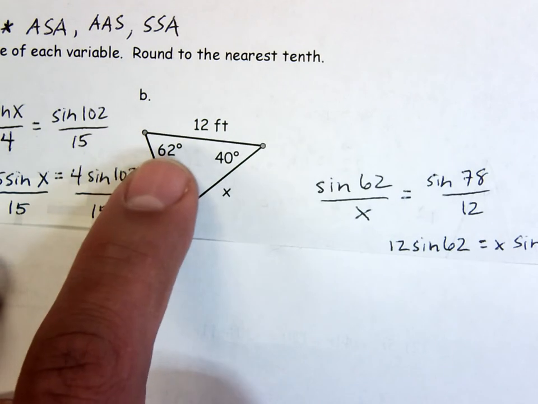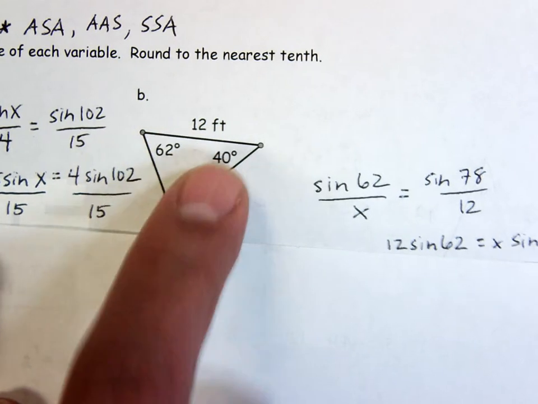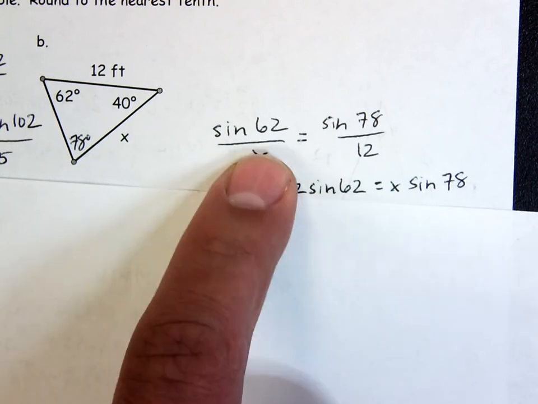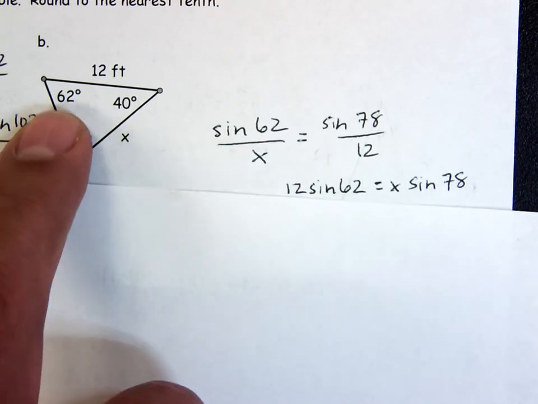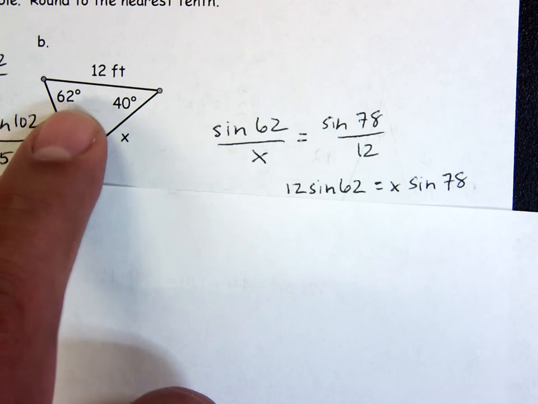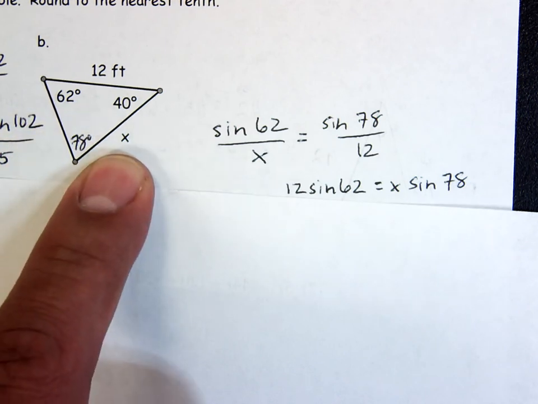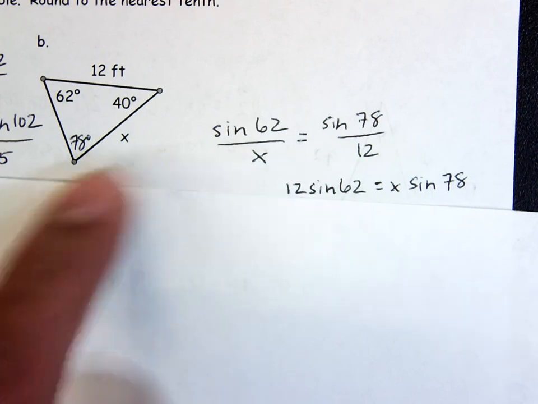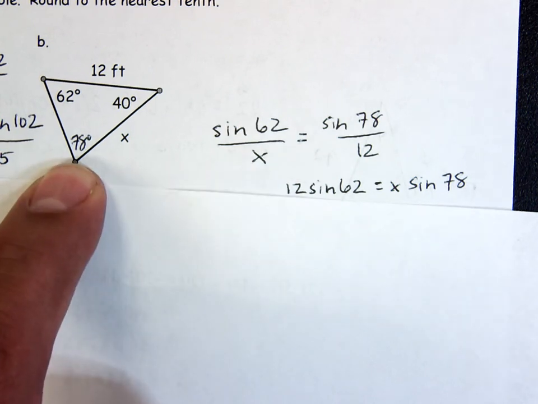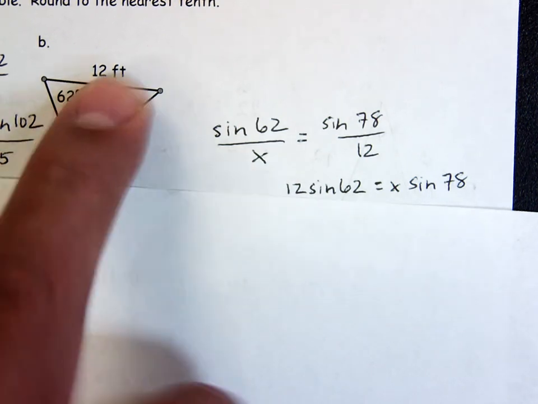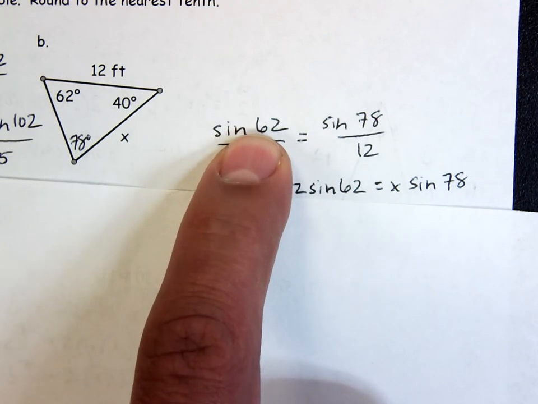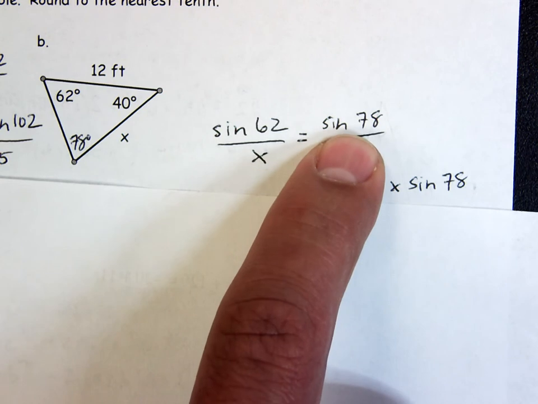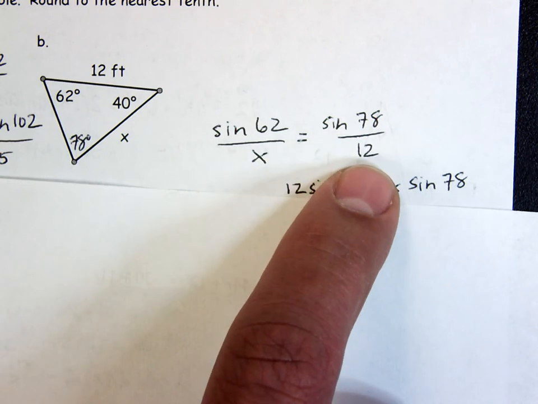So if I'm provided angle, side, angle, again, I'm going to use the law of sines. So I take the sine of 62, and I put it over the opposite side. So sine 62 over x equals the sine of 78 over 12. So sine 62 over the opposite side, which is x, equals sine 78 over the opposite side, which is 12.